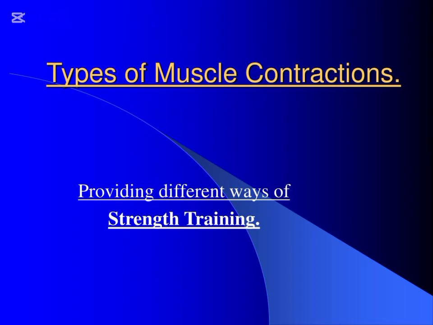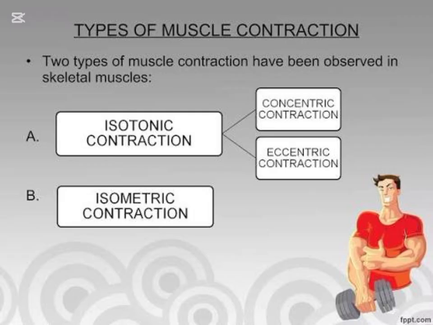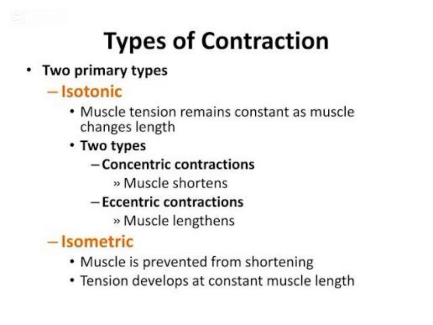Today we are going to discuss the types of muscle contraction. So basically in skeletal muscles there are two types of contraction. The first one is isotonic contraction and the second one is isometric contraction. Isotonic contraction is further divided into two types: concentric contraction and eccentric contraction. First, let's see the isometric contraction.